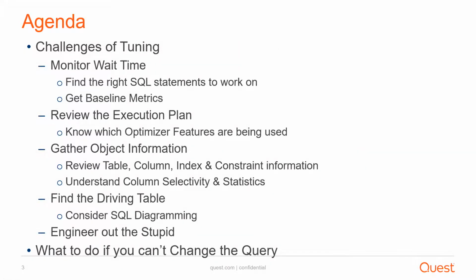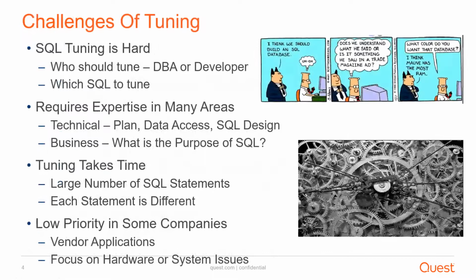Okay, so the agenda we're going to talk about today is the challenges of tuning. And then we're going to jump right into my top 5 tips. We're going to monitor wait time, talk about reviewing the execution plan, gather object information. We're going to find the driving table, and then we're going to engineer out the stupid, if you will. And that's usually where I find my mistakes. And then, if we have time, if you have third-party applications where you can't change the query, there are some things Oracle gives you that you can actually use to increase its performance. So let's just face it, SQL tuning is hard.